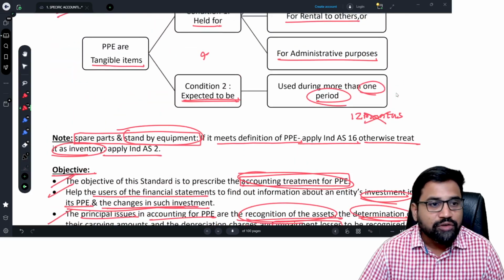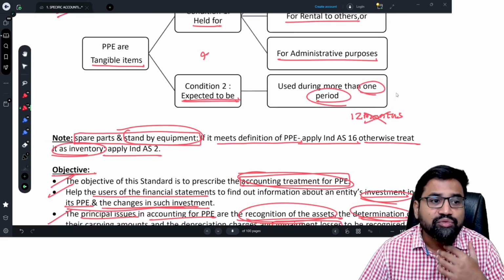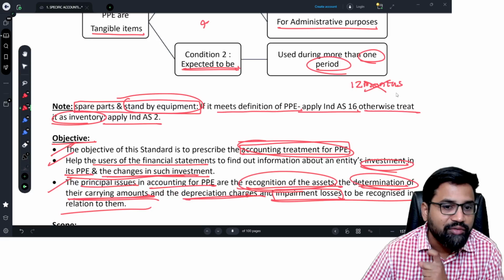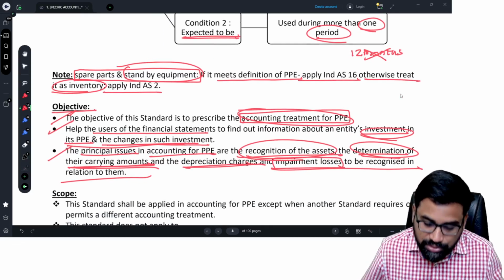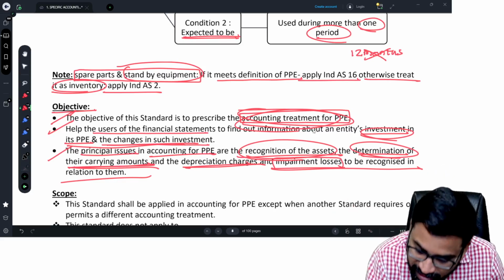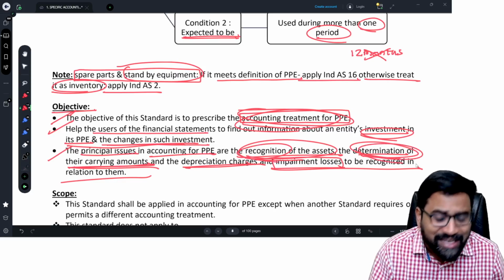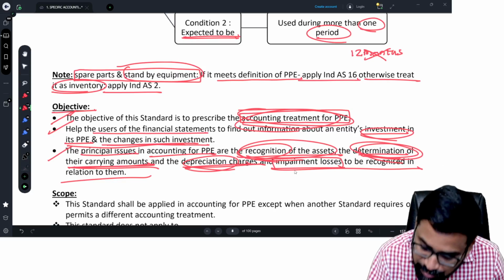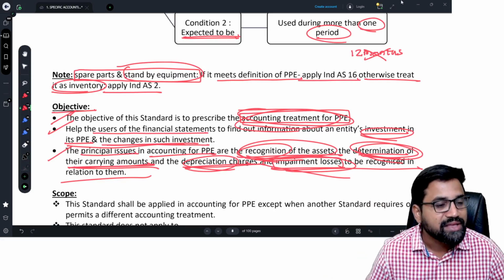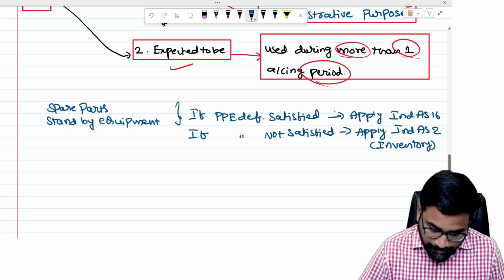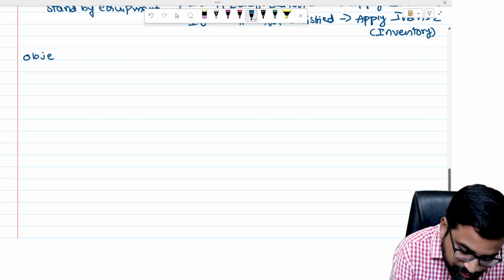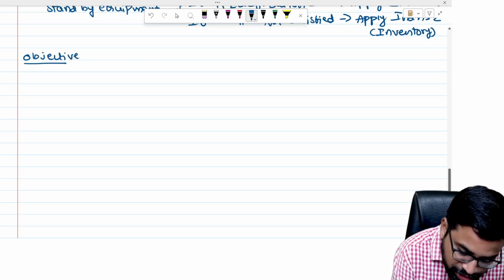So we covered what is PPE and we understood the objective of this standard. As I told you in the beginning, the entire journey of PPE is covered under this standard. That is what is there in the objective. Simply they said accounting treatment of PPE. That means every aspect relating to PPE, right from recognition, determination of carrying amount, depreciation and impairment losses, everything is covered in this standard. All kinds of things are prescribed in this standard. So we understood the objective of the standard, why the standard came.